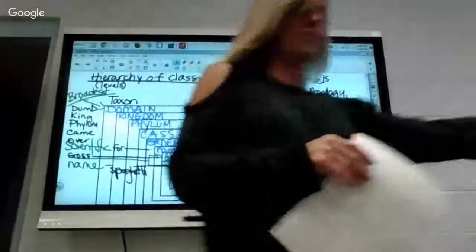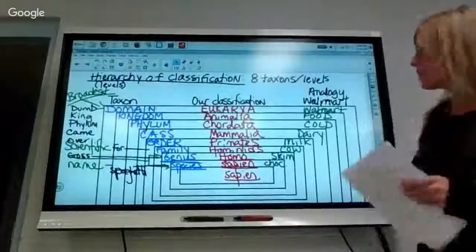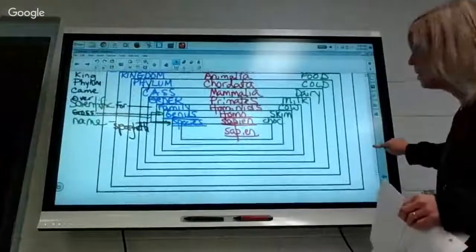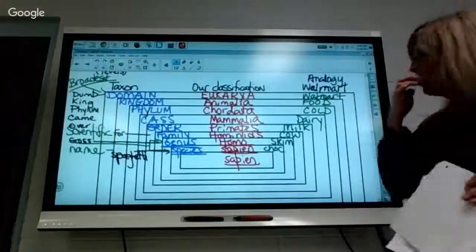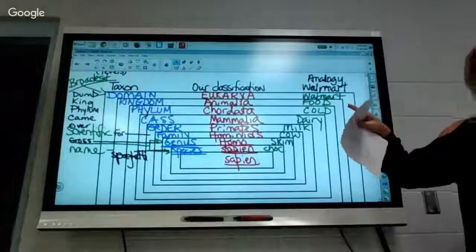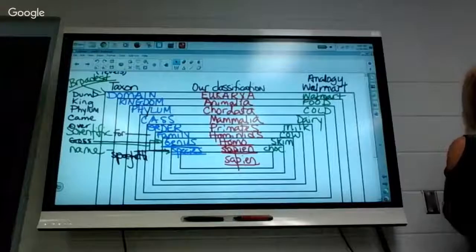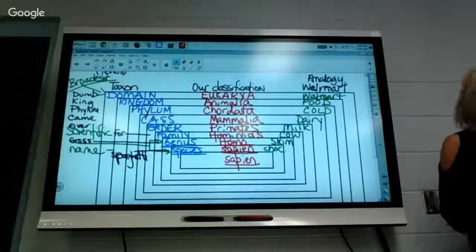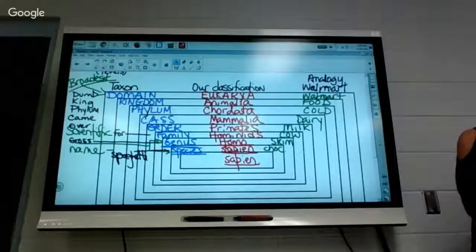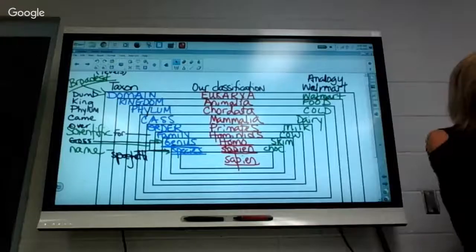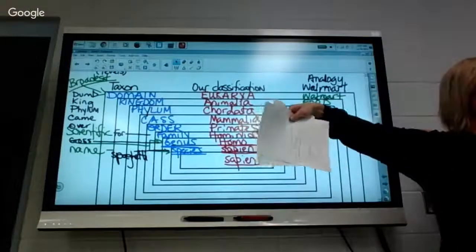Okay, here we go. You're welcome. So when y'all look at this, if I say which taxon is larger and includes more organisms, class or order, what would you say? Which one's the bigger box? Class. Okay, so that's why we did it as boxes to think about. It's bigger groups that include more organisms.